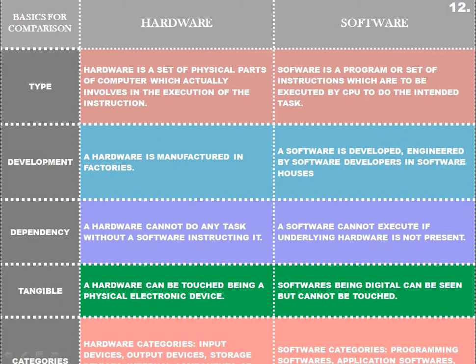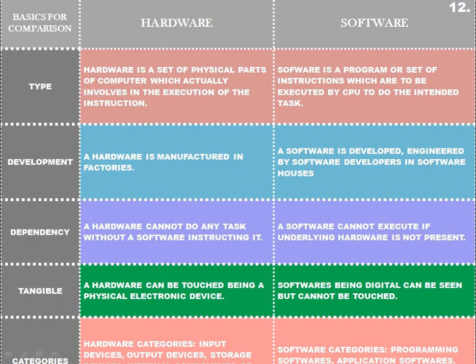Here I would again give you that example that you are using an MS Word software and you apply an instruction of font size on your data. So when you apply this instruction font size, you are actually instructing your computer hardware to change the font size of your data. So a software cannot execute if underlying hardware is not present. The hardware supporting that software should be present inside that computer system.